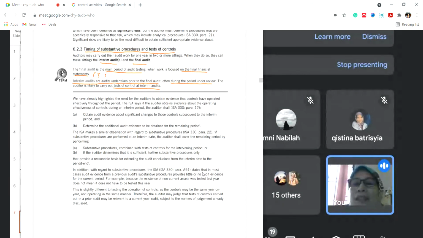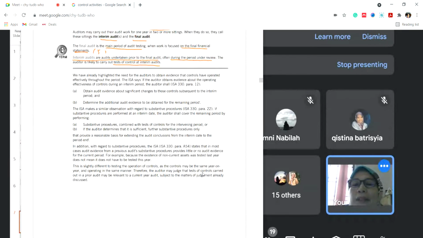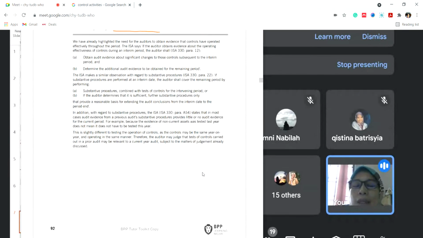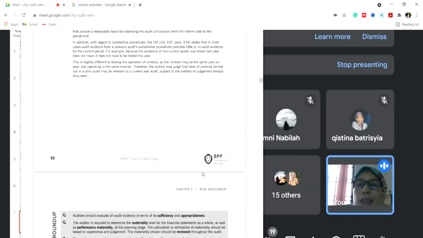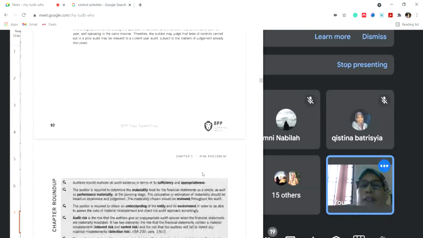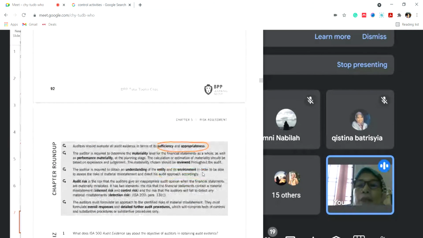So what else? At the end, you must be able to gather sufficient and appropriate audit evidence. Okay, and then the auditor also has to determine the materiality level. This one is to see whether there is material misstatement or not. If not, lower down to performance materiality. And then what else? Overall response. Okay, that's all.